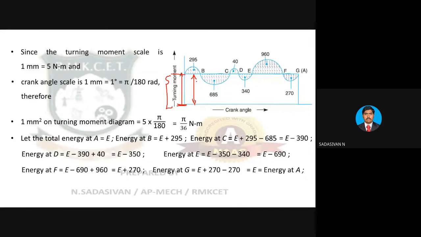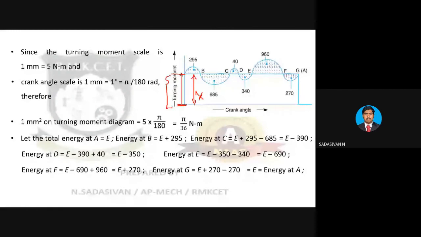This E is not equal to 0, so we cannot put 0. It is not correct. From the graph itself, you can see this much energy is available. E, or some X if you don't like E, some energy of unknown value. It is there. Now the next step is to find the maximum fluctuation of energy.